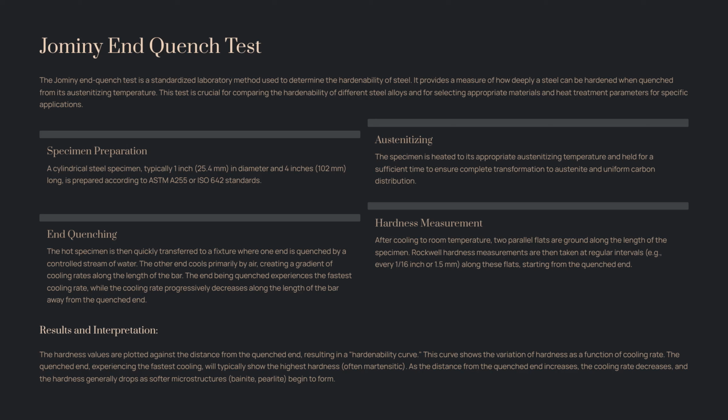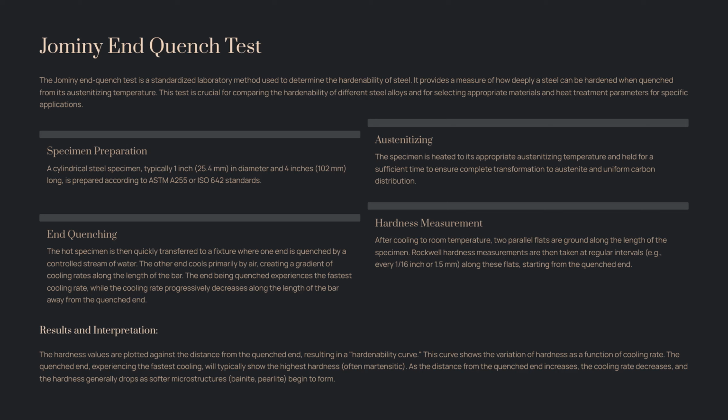Significance. The Jominy test provides a practical and reproducible way to assess the hardenability of steel, which is essential for predicting the mechanical properties of heat-treated components. It helps in selecting the correct steel for a given part size and desired properties, and in optimizing quenching processes to avoid distortion and cracking.